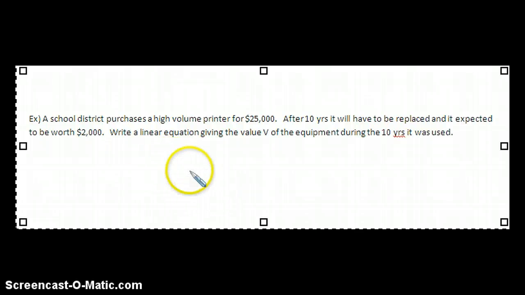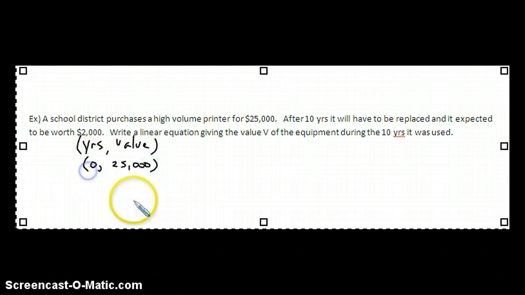Alright, our next example says a school district purchases a printer for $25,000, and 10 years later it's going to have to be replaced, and it's expected to be worth $2,000. Write a linear equation giving the value v of the equipment after 10 years. So here's what I know. If I write a coordinate point as years comma value, when I've had the printer for 0 years, the value was $25,000. 10 years later, it drops down to 2,000.